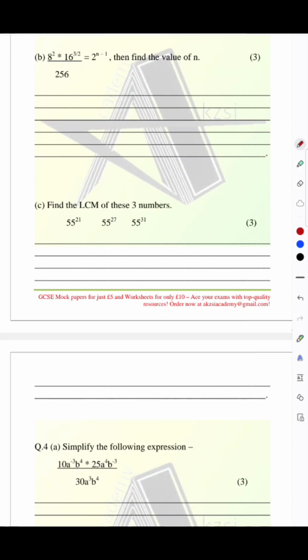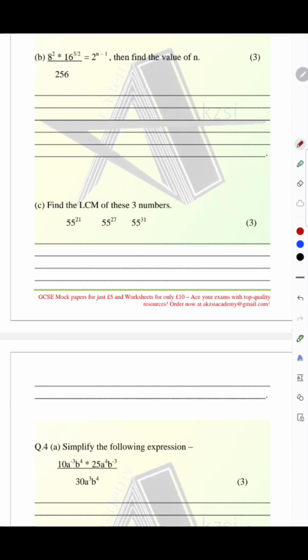Now it says 8 squared times 16 to the power of 3 over 2 over 256 is equal to 2 to the power of n minus 1. Find the value of n. For such types of questions, whatever is on the right hand side, you have to convert, because on the right hand side it has a base number 2. So try to convert every number or the whole of this in terms of 2 to the power of something, so that at the very end we can compare the power and get the value of n. See, let me show you how. Because on the right hand side it's 2, so I'll try everything in the power of 2.